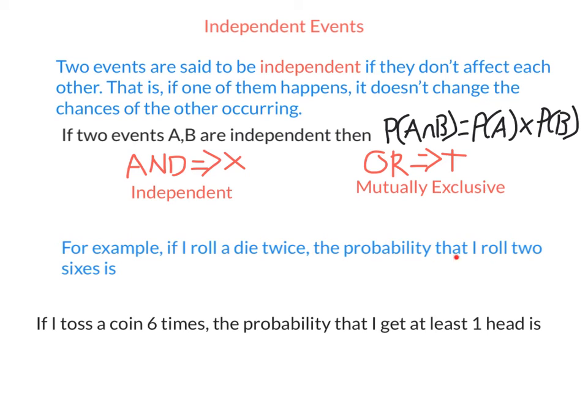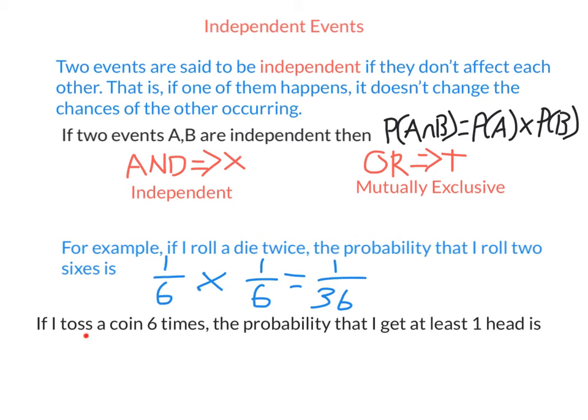So let's say I roll a die twice. What's the probability I roll 2 6s? So the probability I roll a 6 on the first roll is 1 over 6. The probability I get a 6 on the second roll is 1 over 6. Now these 2 rolls of the die are independent. It doesn't matter what you got the first time you roll the die. That does not affect what happens on the second roll of the die. So because these 2 events are independent, the probability they both happen, I get a 6 the first go, and on the second go, I just multiply together their probabilities, and I get 1 over 36.